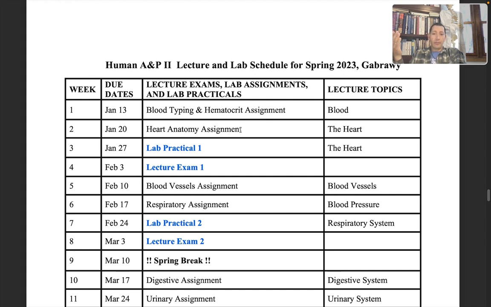Here we have Heart Anatomy on January 20. It's a Friday. Due. These are the due dates right here. Then the third week you'll have your lab practical.